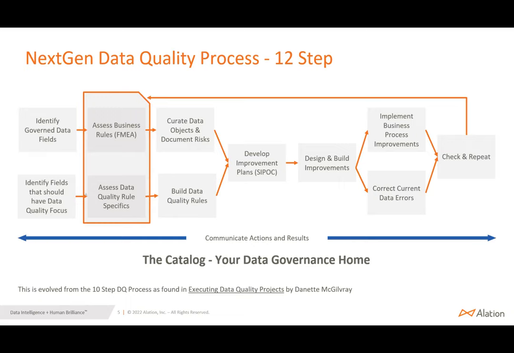So instead of having fragmentation between your data quality tools, maybe you've got a place where you've got some data dictionaries, some other things, bringing all that together in the catalog and making it into an overall process is something we see a lot of value in overall, right?